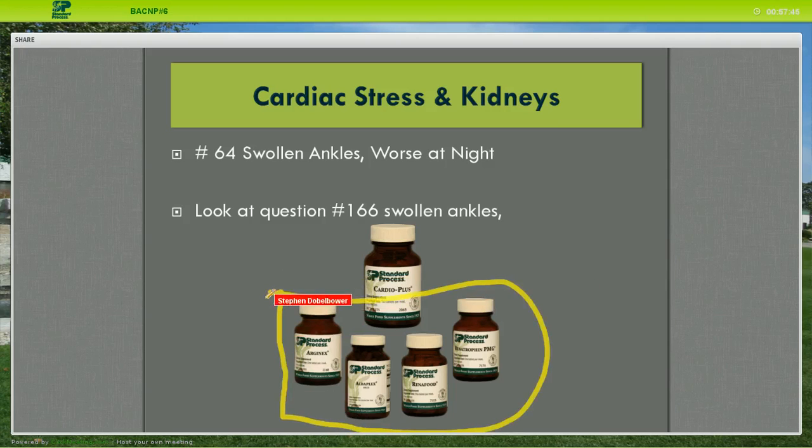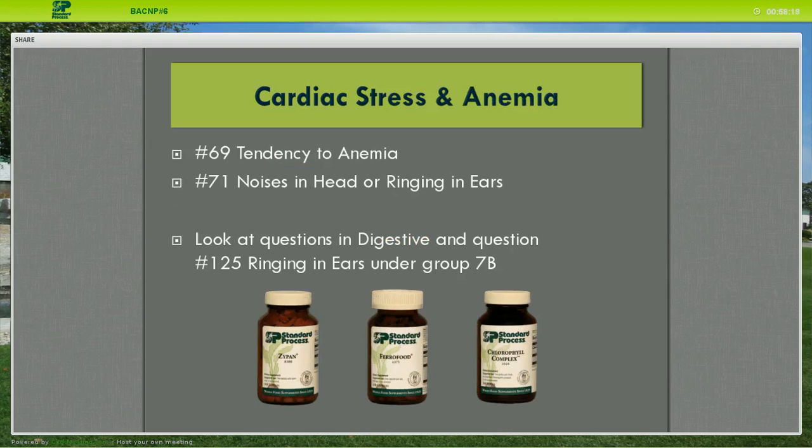So I tend to be an Arginex user as my go-to kidney helper for anything where I need to help the kidneys become more efficient at filtering and getting rid of excess fluid in the body or swelling. So with swollen ankles, which is question 64, it's also question 166, and it's also in the foundational group as well. So that's actually represented in three areas in the symptom survey. So again, it's all about getting the heart up to function, which is either Cardio Plus or Vasculen.